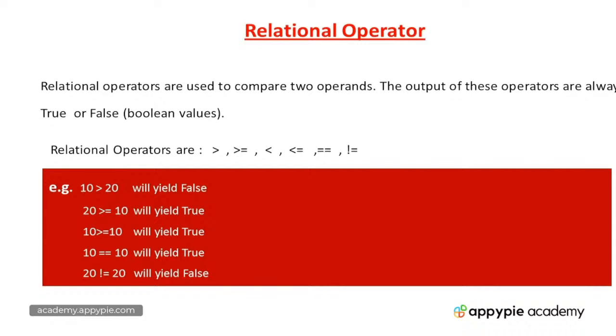10 double equal to 10 means we are comparing the equality of the first operand 10 with the second operand 10. Of course, both are equal, so it will yield true. Then 20 not equal to 20 will yield false because 20 is equal to 20. So this is 20 is not equal to 20. So it will yield false.